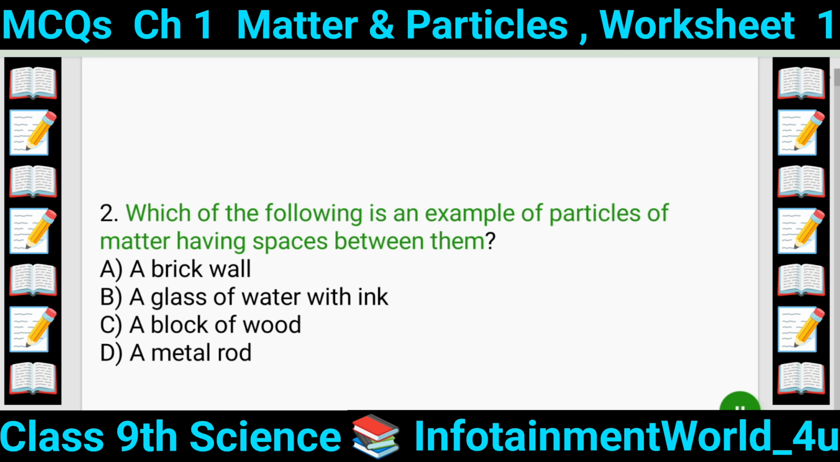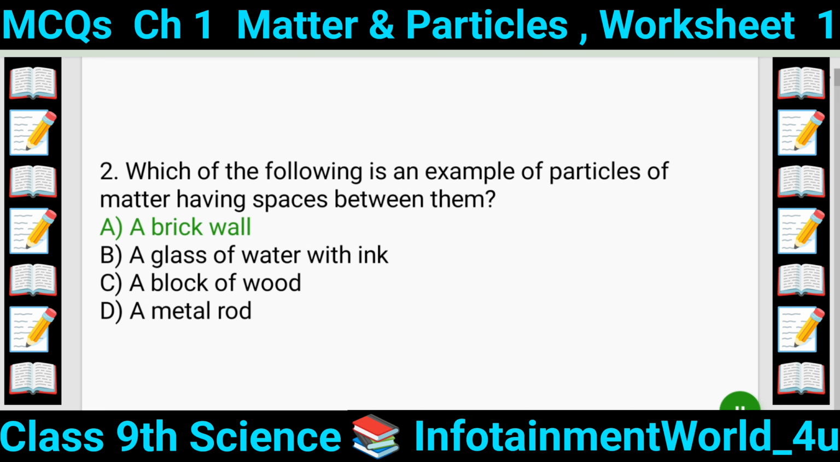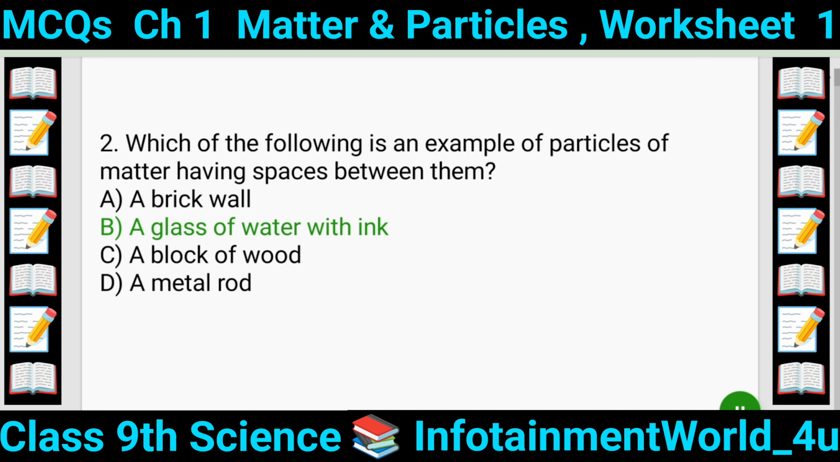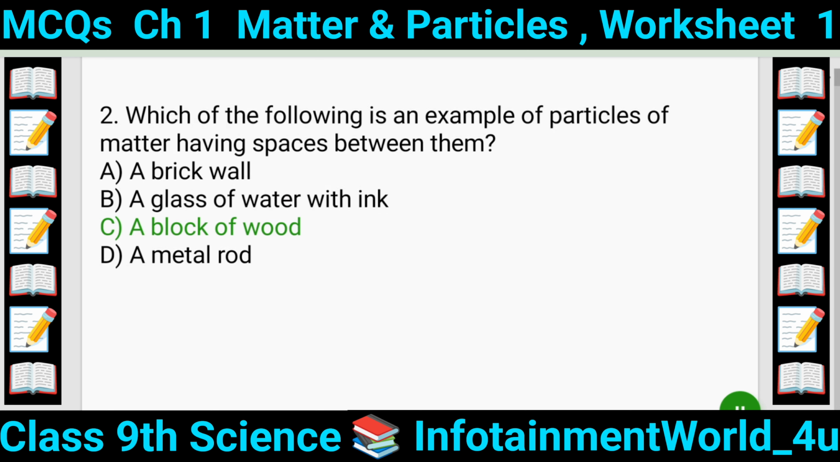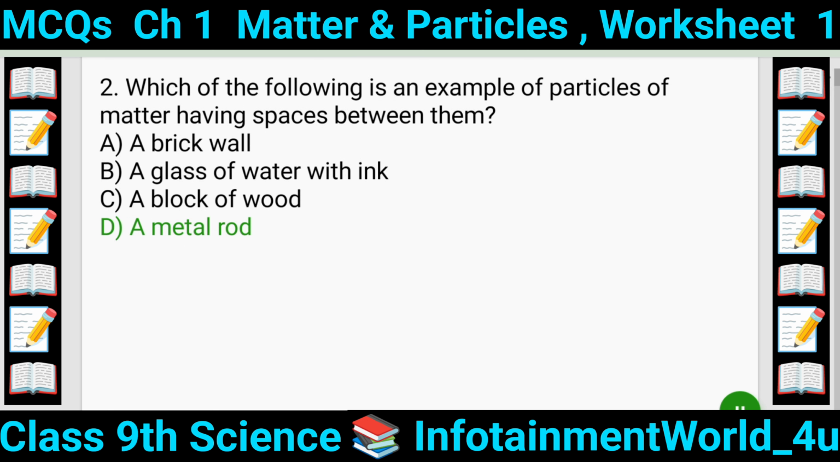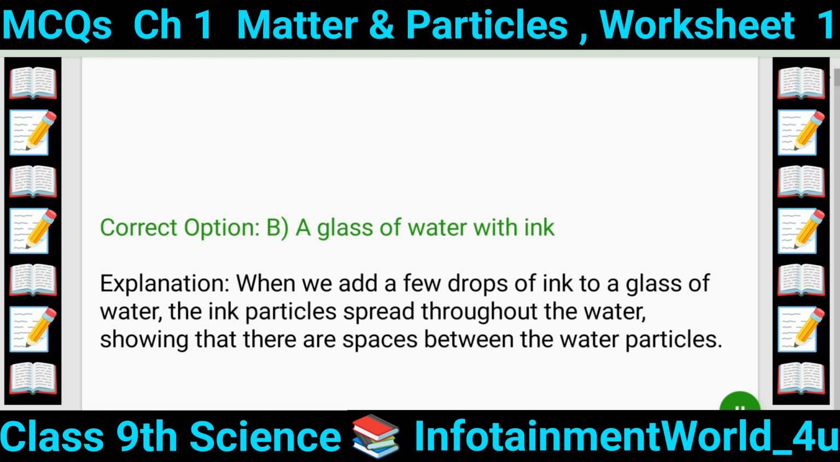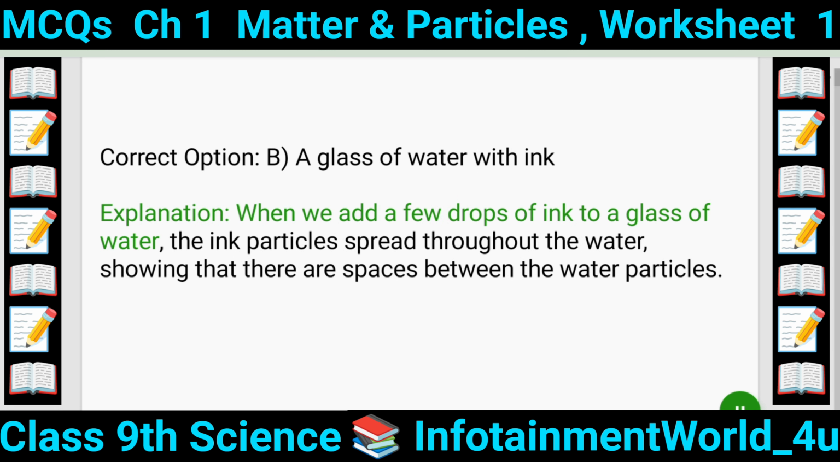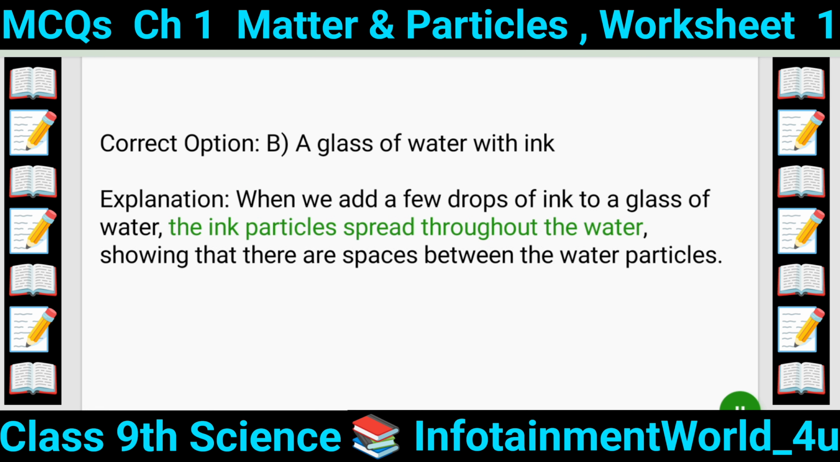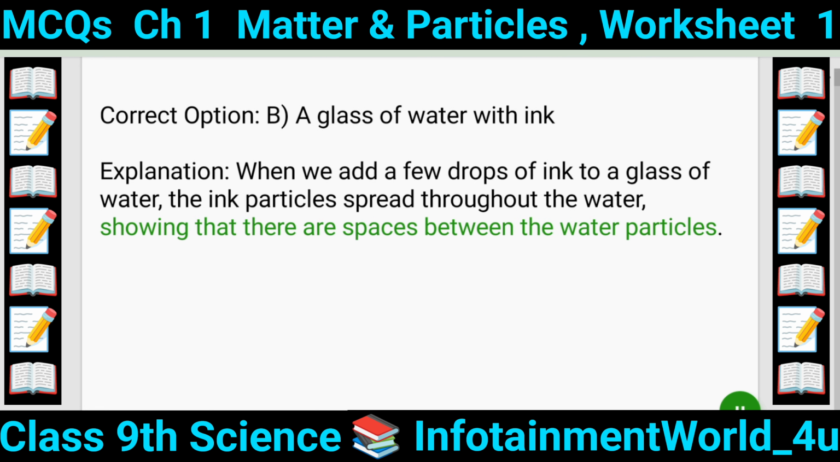2. Which of the following is an example of particles of matter having spaces between them? A. A brick wall. B. A glass of water with ink. C. A block of wood. D. A metal rod. Correct option, B. A glass of water with ink. Explanation. When we add a few drops of ink to a glass of water, the ink particles spread throughout the water, showing that there are spaces between the water particles.